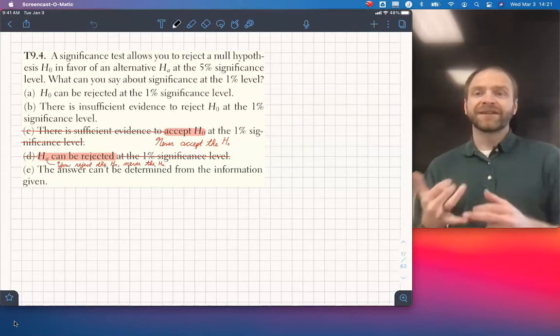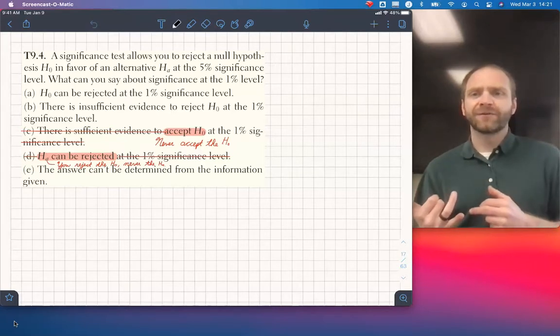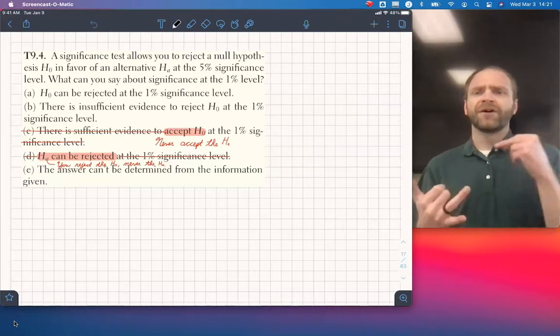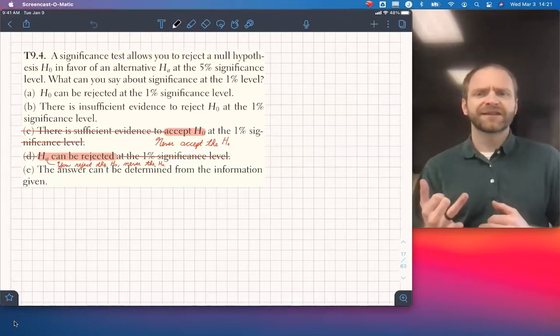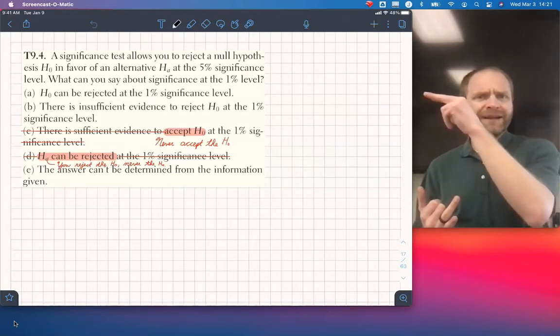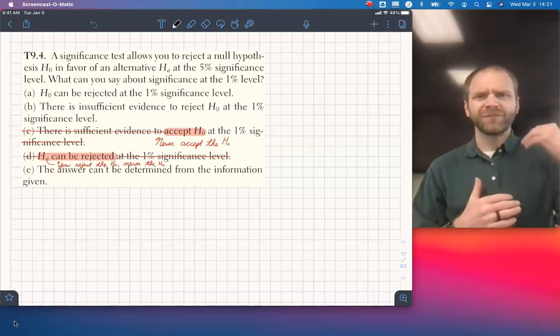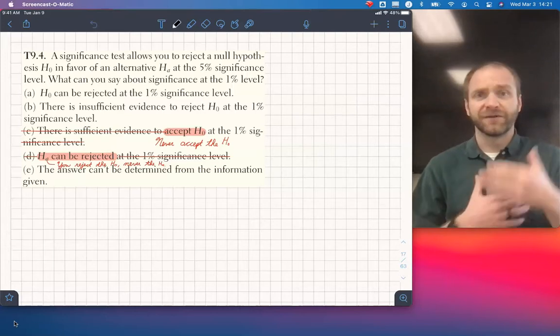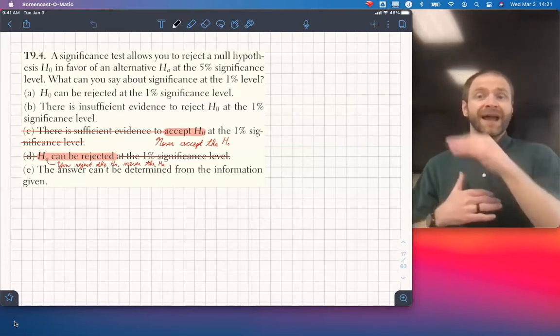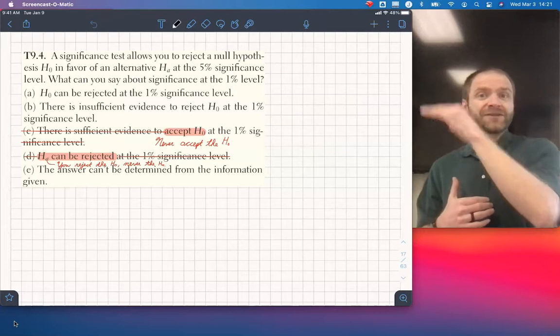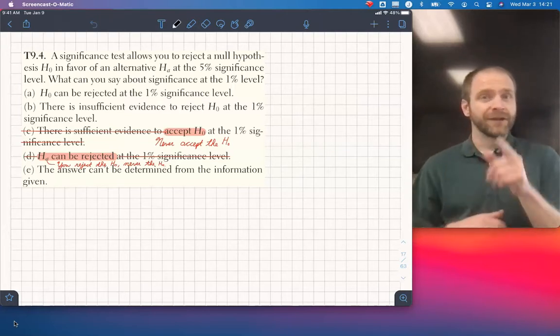So now I have: there's insufficient evidence to reject the null at the 1% significance level, or the null can be rejected at the 1% significance level. Now, those two, if you think about it, are opposites of each other, aren't they? You can reject the null, or there's insufficient evidence and you fail to reject the null. So A and B sound like opposite choices. And I still have E that you were tempted by.